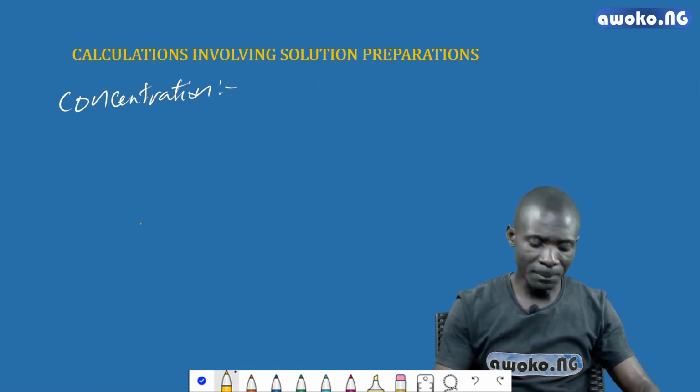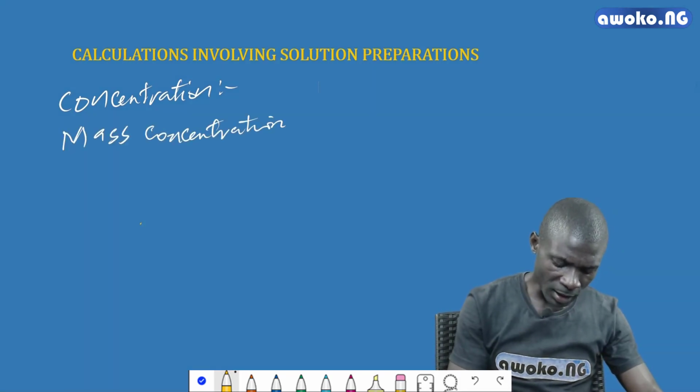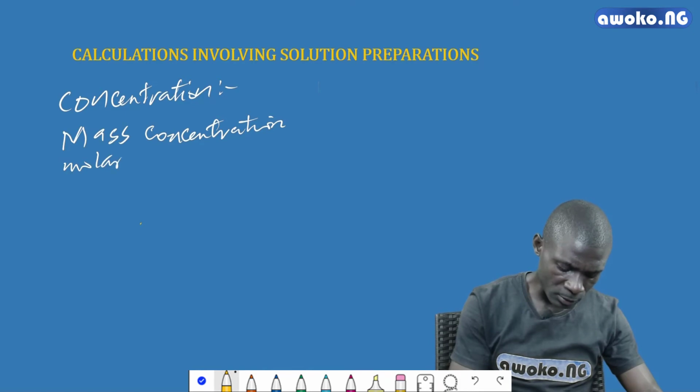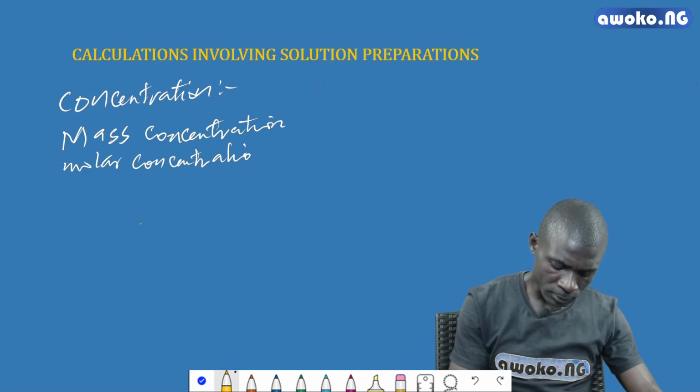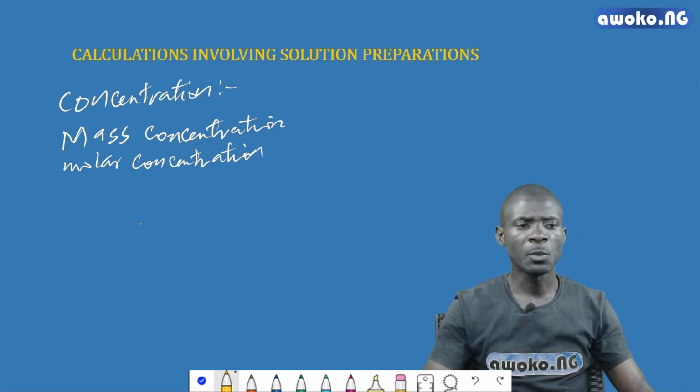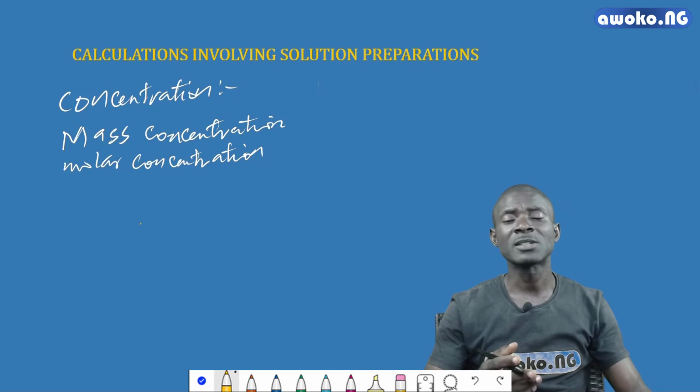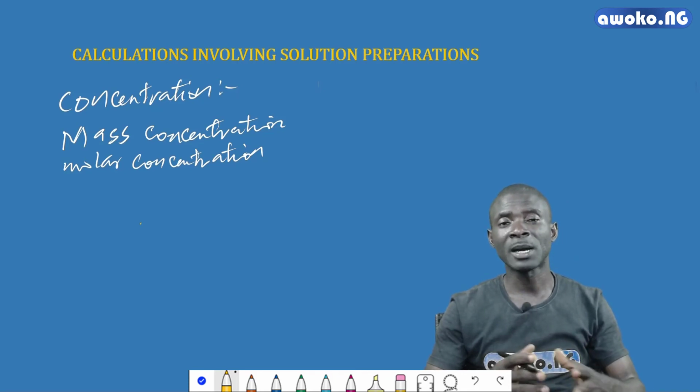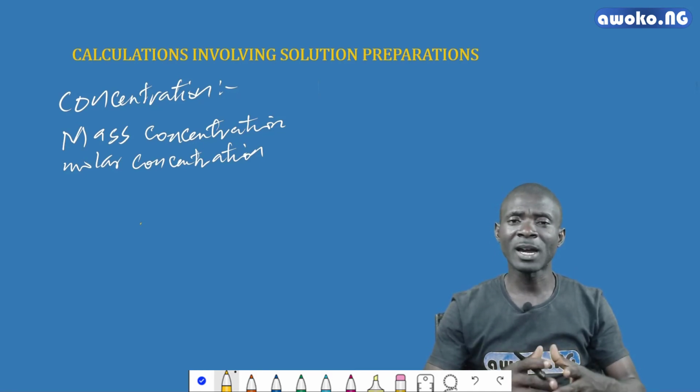We have the mass concentration and the molar concentration. Okay, now what is mass concentration? Mass concentration has to do with the amount of solute in grams that is dissolved in a particular volume of liquid or water. Now, if I have, let's say, 10 grams of sugar dissolved in a particular volume of water, let's say 10 cm cube of water, that gives me the mass concentration of the solution.